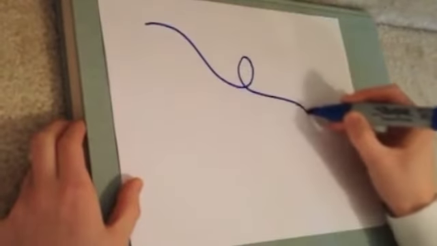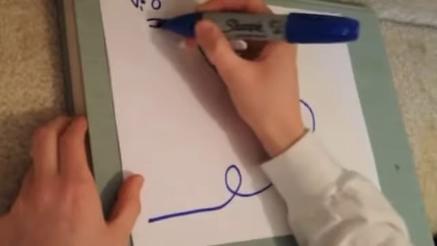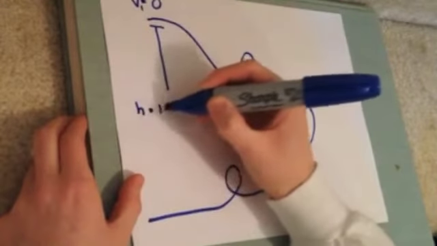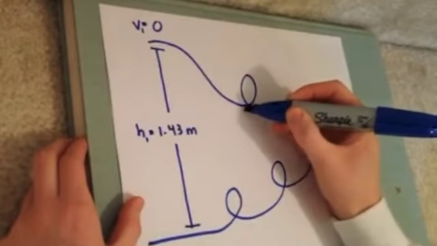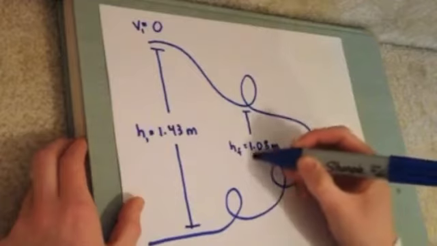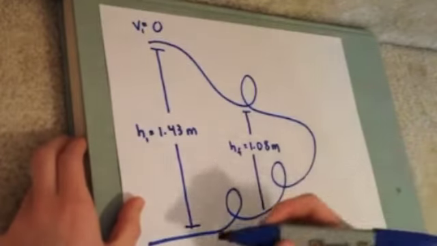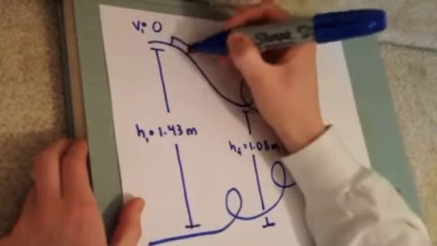For the first hill, keep in mind it has to be the tallest in order for the marble to have enough energy to make it over the rest of the hills and loops. For this problem, we know the following. Vi equals 0 meters per second, Hi equals 1.43 meters, Hf equals 1.08 meters, gravity equals 9.8 meters per second squared, and we are solving for the final velocity.